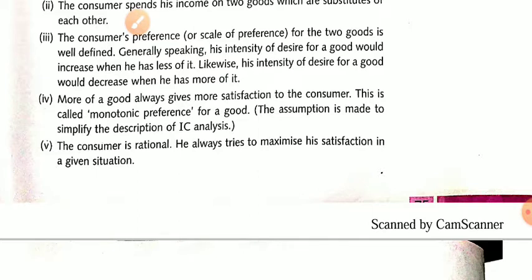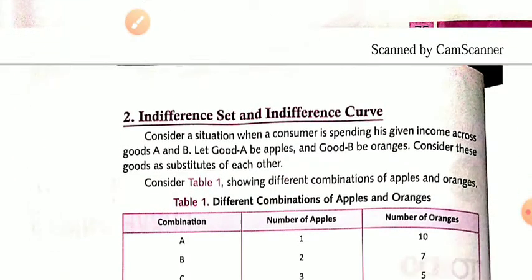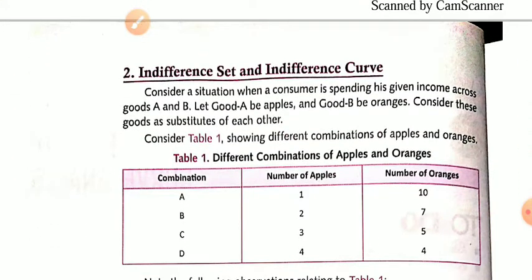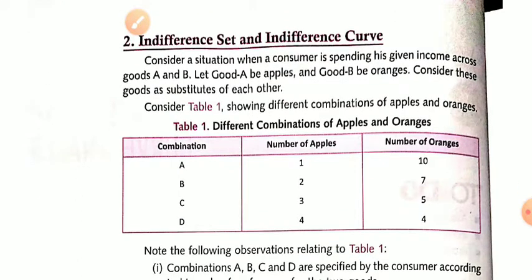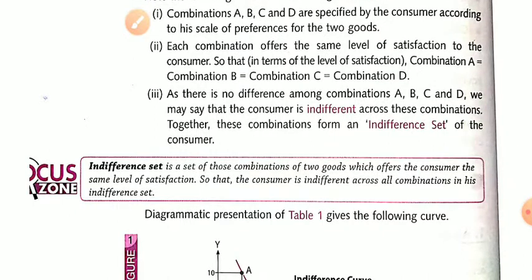But as a consumer we all try to maximize our satisfaction. Okay, now next is indifference set and indifference curve. Dear student, indifference set is basically the combination of two goods. You can see in the definition that an indifference set is a set of those combinations of two goods which offers the consumer the same level of satisfaction, so that the consumer is indifferent across all combinations in the indifference set.